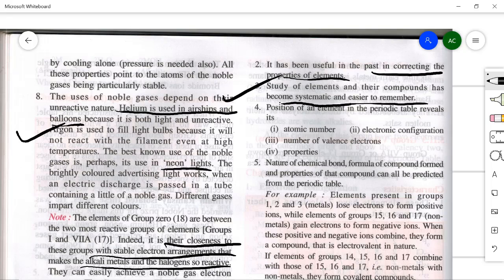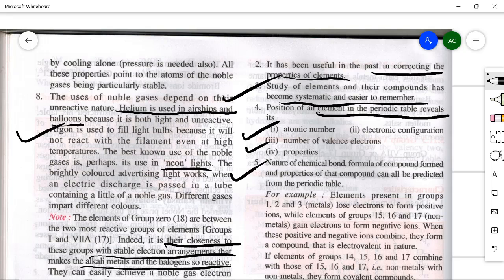Now, this is the most important point. Why do we use the periodic table? Because, as I told you when we started the chapter, to study it systematically, and it is easy to remember. And the position of an element in the periodic table tells us a lot about its atomic number, configuration, valence electrons and their properties.